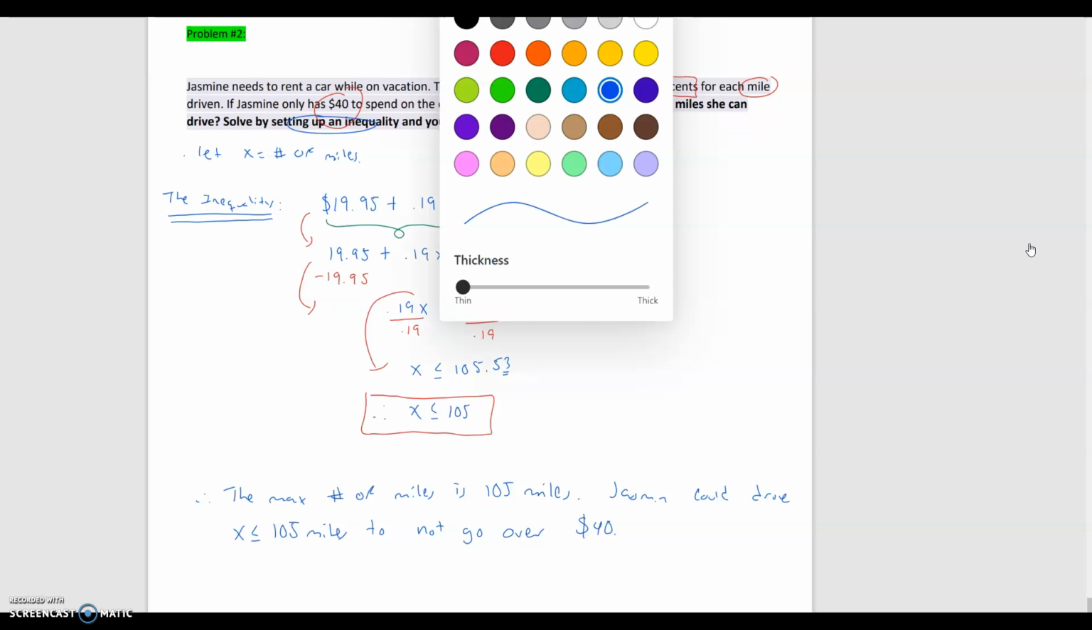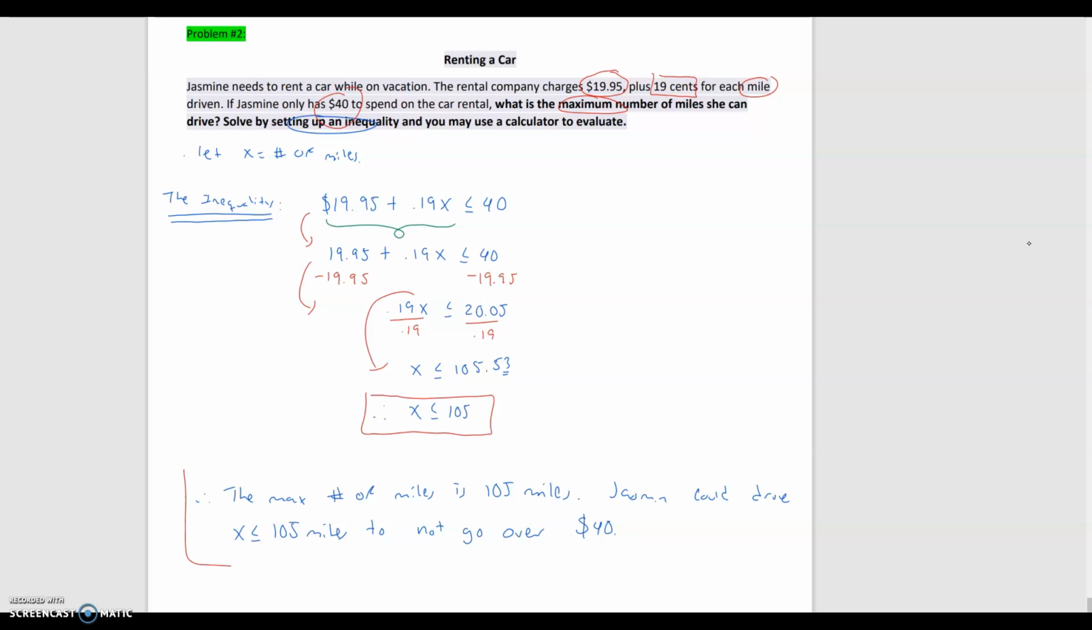Okay, and that actually solves the problem. The main idea here is that if you go a little bit above that, that's going to go beyond the $40. The problem is technically ignoring the gas involved, but they're just talking about the cost. So in terms of the cost for the rental company, they have $40. Hopefully they're taking into account that they have to fill up the tank. That's actually it for this problem.